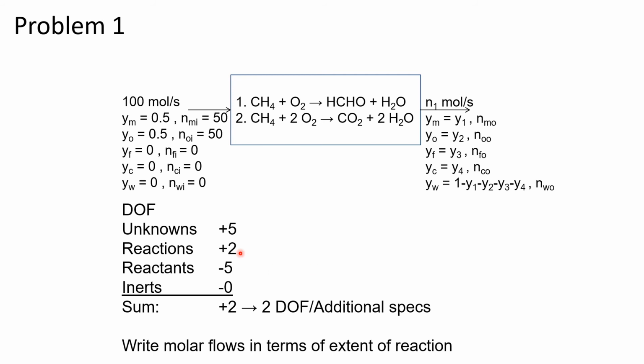Well, I hope you paused the presentation and did do that degree of freedom analysis. What you should have found is that the number of unknowns is 5, just as we determined last time. Now we have to count the number of reactions, which is 2. The number of species that participate in these 2 reactions is 5: methane, oxygen, formaldehyde, water, and CO2. There are no inerts, and there are no other specifications given right now, so if we simply add these numbers up, we find that the sum is +2, and we have 2 degrees of freedom, or we need 2 additional specifications.